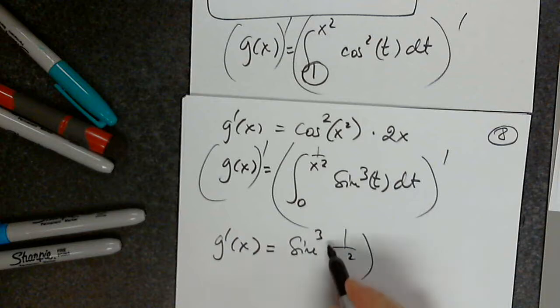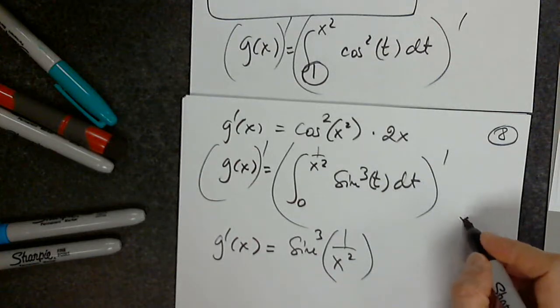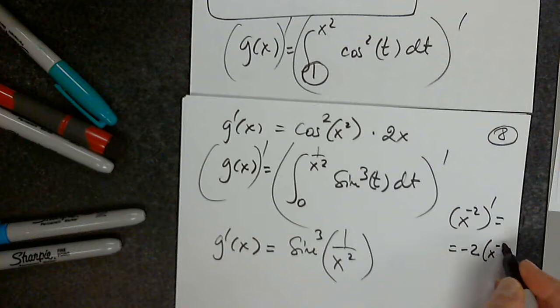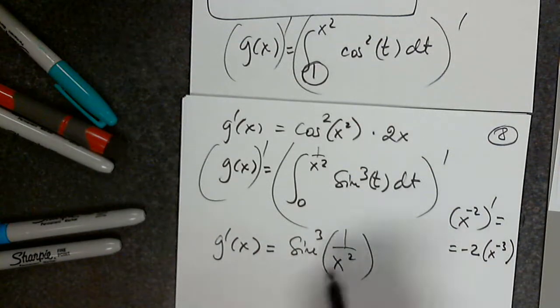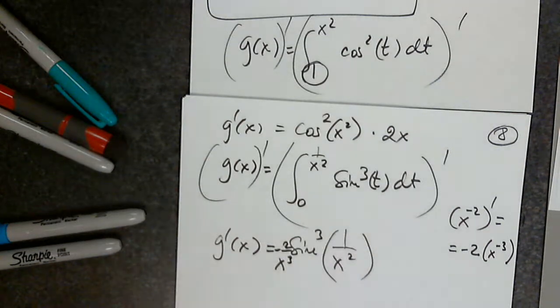Excellent. Times the inner function prime. You don't know? No, you have to take it on the side. So this is x to negative 2, prime is negative 2 x to negative 3. So multiplied by, and I will put it in front, it's better, safer. So negative 2 over x cubed.